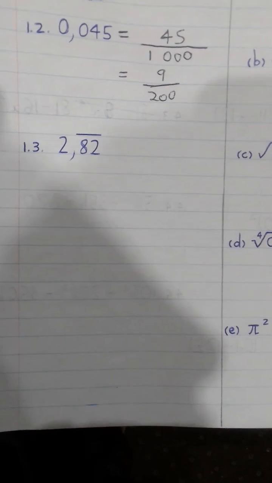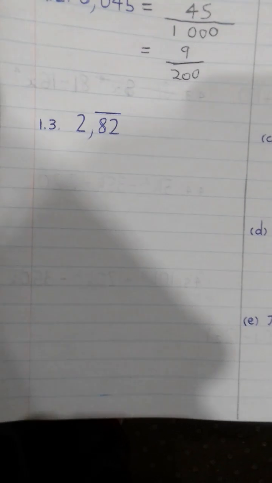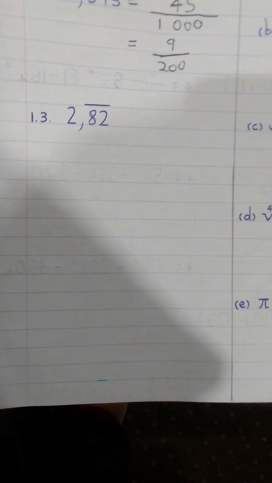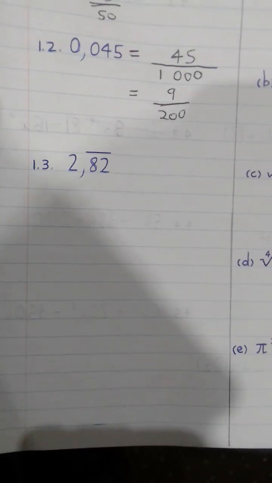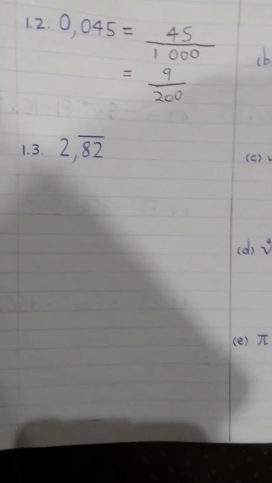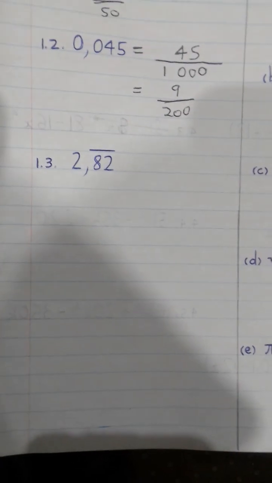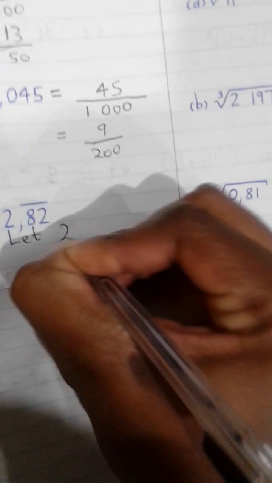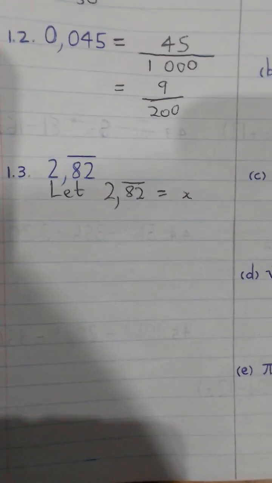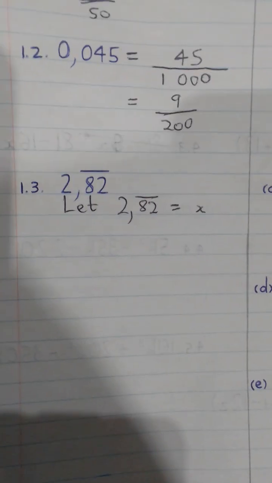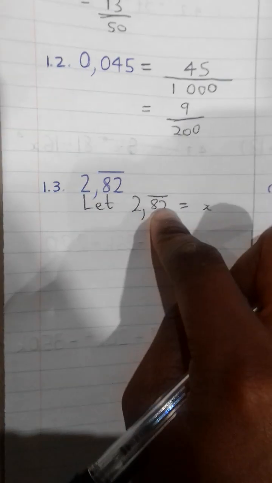1.3, we have 2.82 recurring. Okay, so it's a recurring decimal, right? Here we can't just enter it into the calculator. It's going to require calculation. So you use the let method. So we let 2.82 recurring be equal to x, right? And then how many recurring digits are there? It's 2. So we multiply everything by 100.